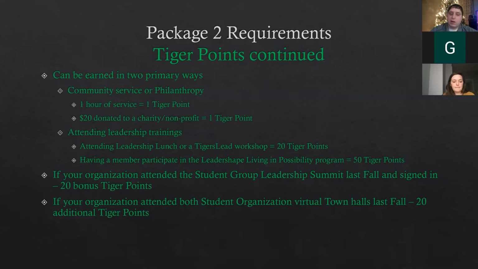The second option is by participating in leadership trainings. There are 2 different ways you can do this. The first is having a member attend a leadership lunch or a Tigers Lead workshop. For every member that attends one of those, you can receive 20 Tiger Points. The options for these are both virtual and in person, so you can choose whether you'd rather come in person or do it online. That's up to you. And the second, which is new for this semester, is 50 Tiger Points.